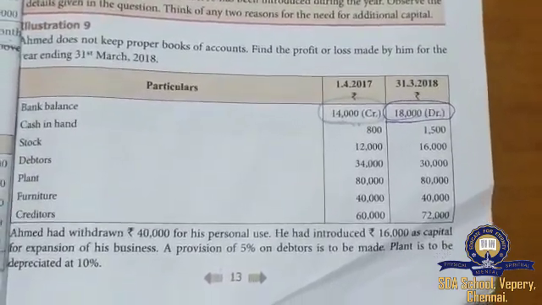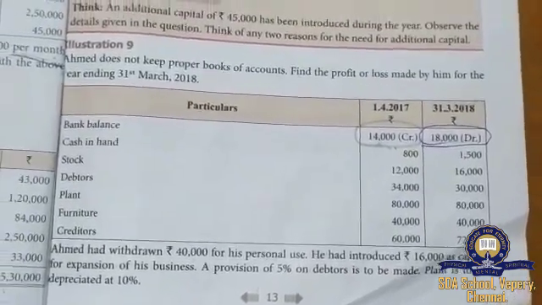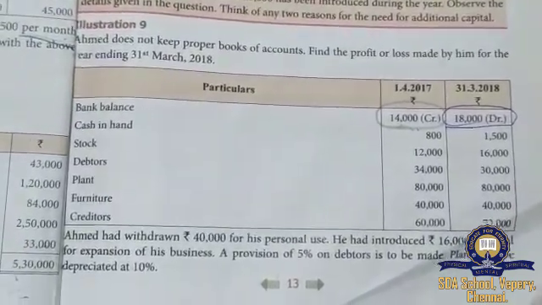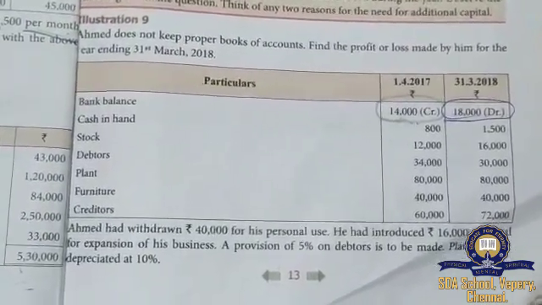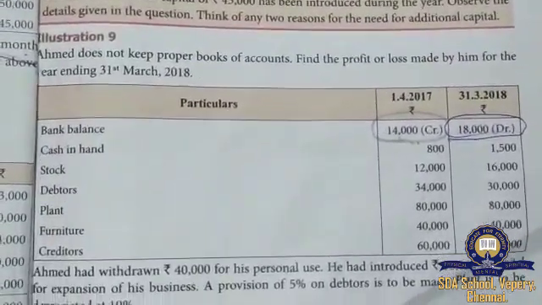Sorry, here they have given only the plant depreciation. So plant depreciation is only 10%. So from plant we are going to deduct 10%. This method is only for the closing capital.